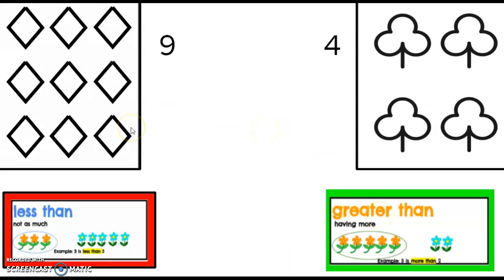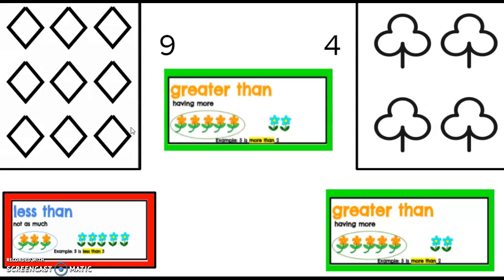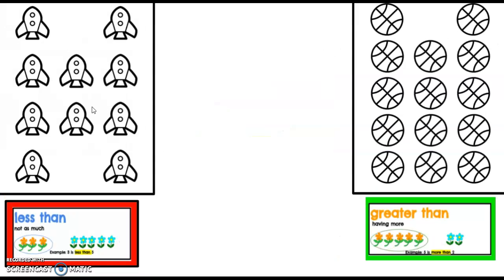We would say the diamonds are greater than the clovers because there are more diamonds than there are clovers. Okay, can you say that with me? The diamonds are greater than the three-leaf clovers because the diamonds have more. Good. Okay, let's go to the next one.